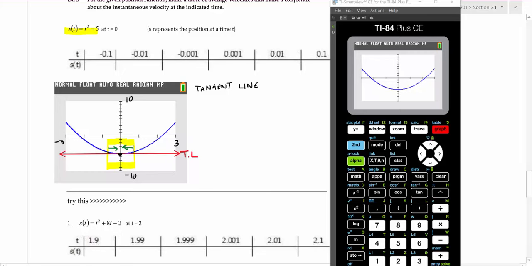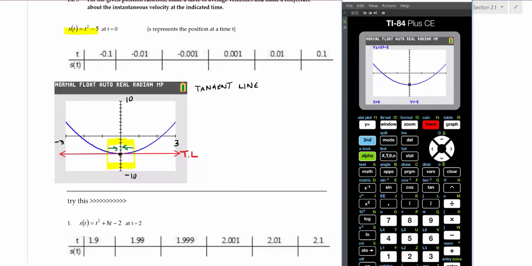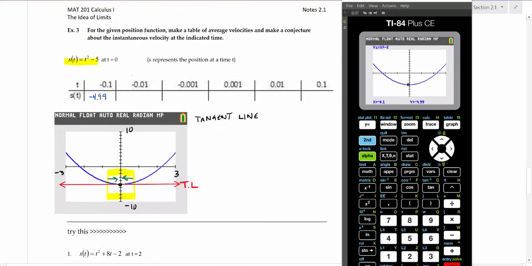And I'm going to use the trace command to fill this in. So I'm going to type trace, and I'm going to start by filling in all these values on the calculator. So I'm going to do negative 0.1, then I'm going to record that. So that's going to record as about negative 4.99, like that. So we're interested in what's happening on that function then, okay?